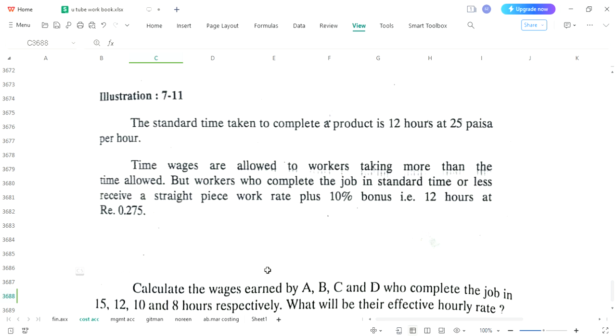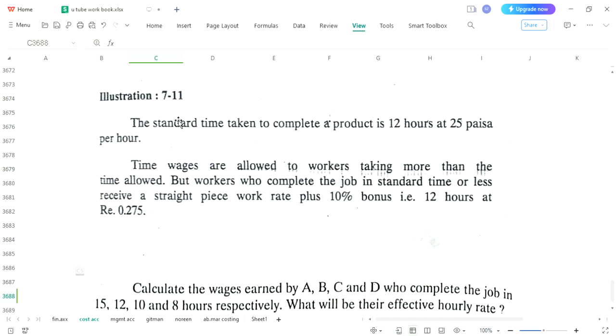Today's target is to solve another illustration related to labor cost. The chapter we are dealing with is labor costing, where we usually calculate the amount of wages for different workers. Since it's cost and management accounting, we are related with three major factors: material, labor, and FOH. These are the key elements of cost and management accounting, but in this chapter we will only be calculating labor costs.